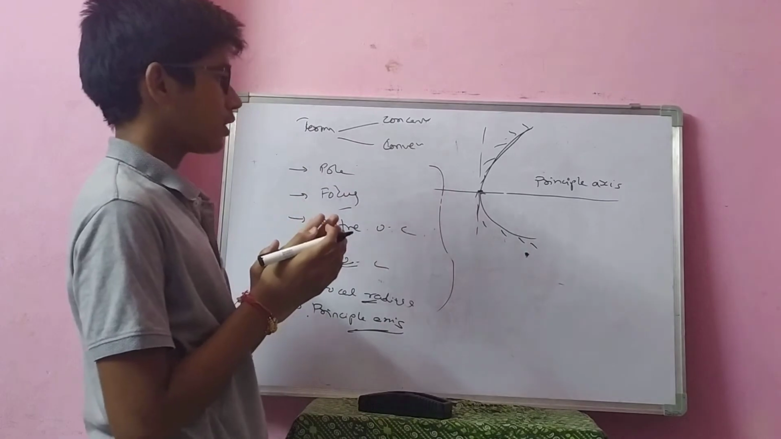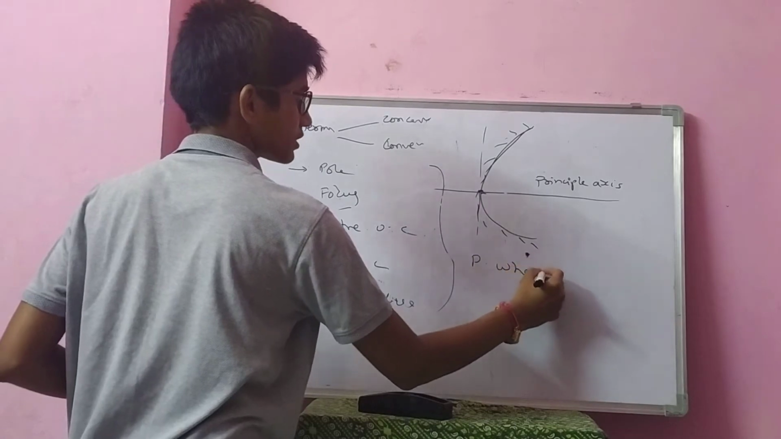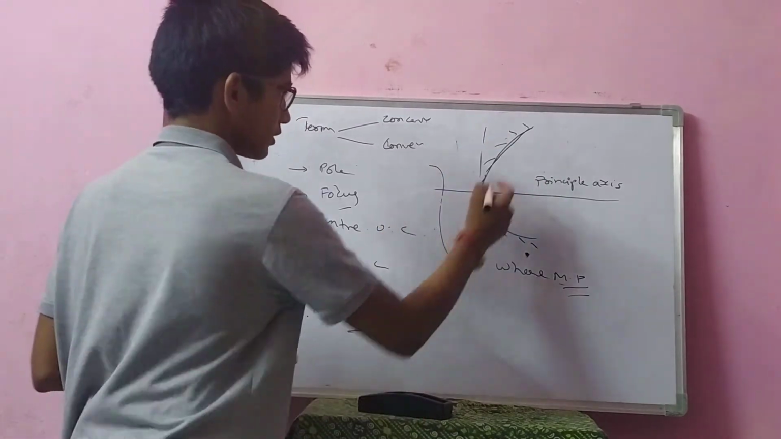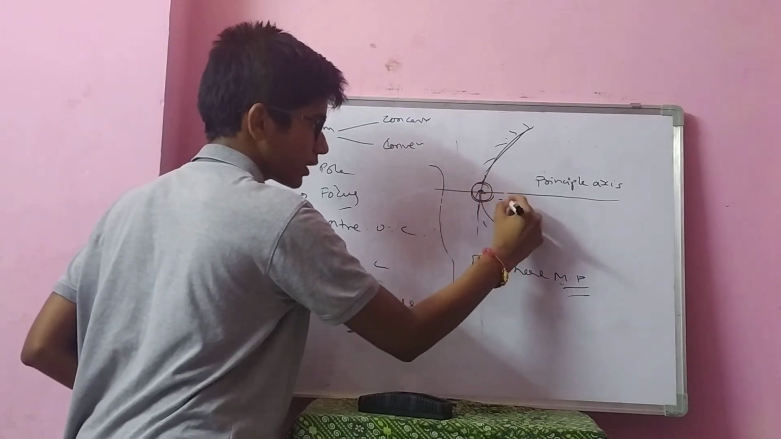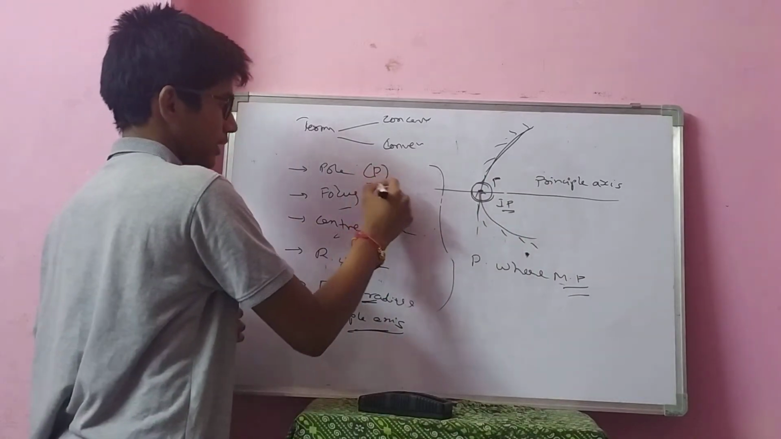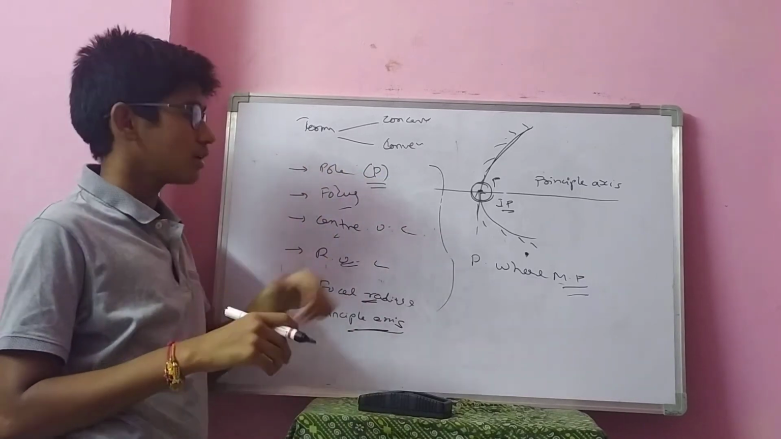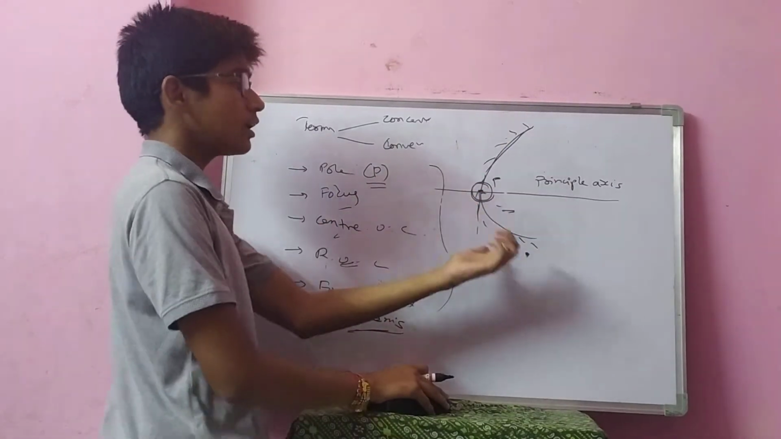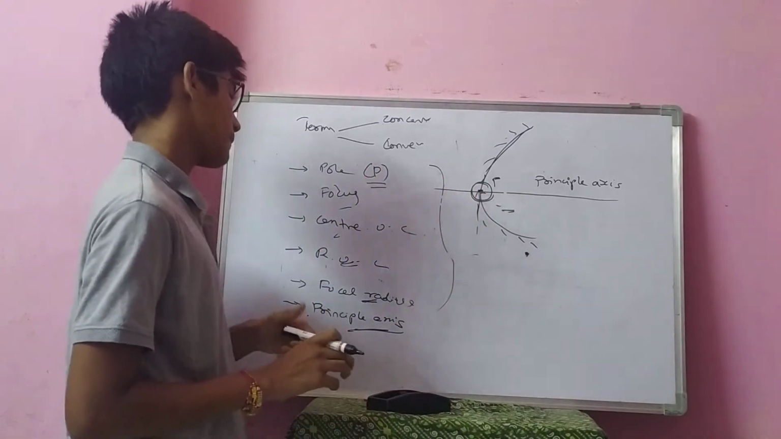Now, what is the pole? The point where the principal axis and the mirror coincide. This is the mirror and this is the principal axis, so this is the intersection point. This is called the pole. The pole is indicated by a capital letter P, the first capital letter of the word. This is the intersection of the principal axis and the mirror. The intersection gives us the pole.